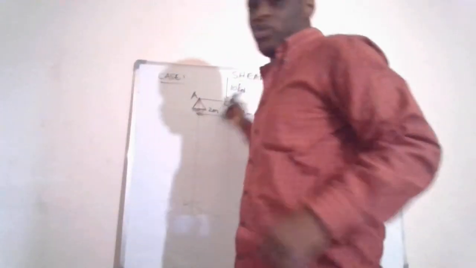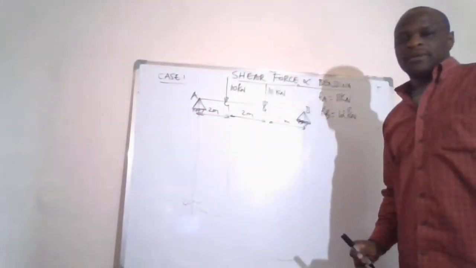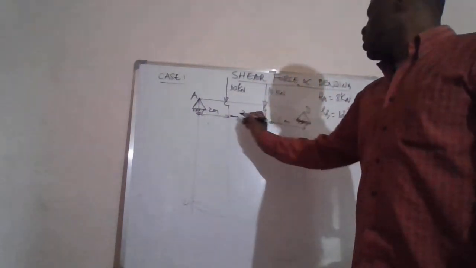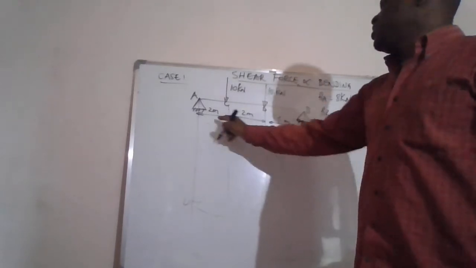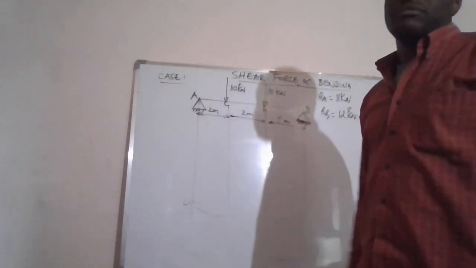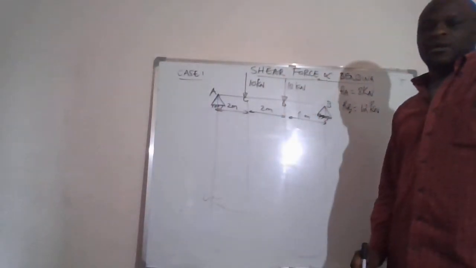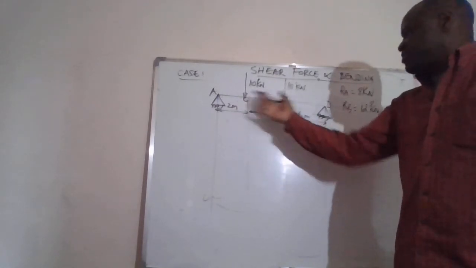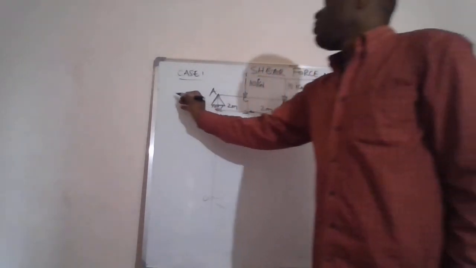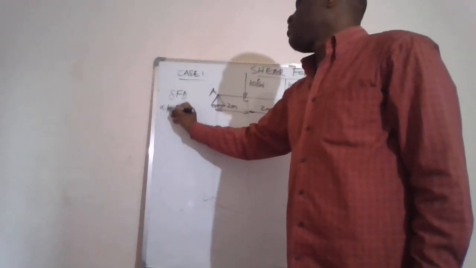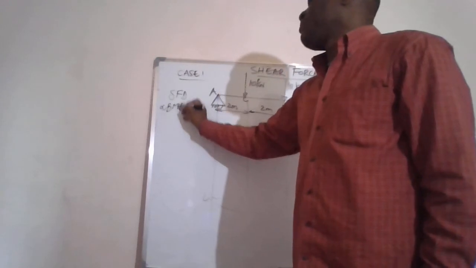Now we have a simple case here of a simply supported beam with two loads. One load 10 kilonewtons, another one 10 kilonewtons. We have different distances from different point loads. Here we're just dealing with point loads. Now the very first thing, what is first of all requested here? We are requested to draw the shear force diagram and the bending moment diagram.